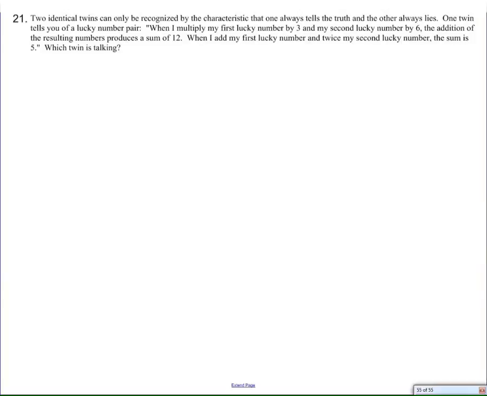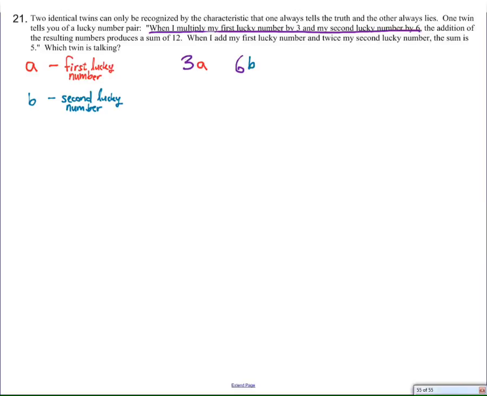The last problem deals with the last on the problem set, number 21. A little bit different than the standard systems kind of question, but it's easier to write the system, harder to interpret maybe what's being said. But we have two statements made by either a liar or a truth teller, and the statements amount to a first number and second number pair.